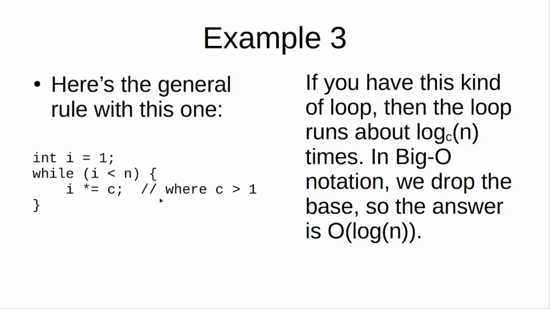But a couple considerations: if c is 1, then the loop could run forever. If c is less than 1, the loop might never progress. And if you're dividing, like let's say you have i divides equals 2 starting from n, it's still going to be logarithmic, just counting down instead of up. So this one is actually kind of like a general rule that I wanted to bring up here.